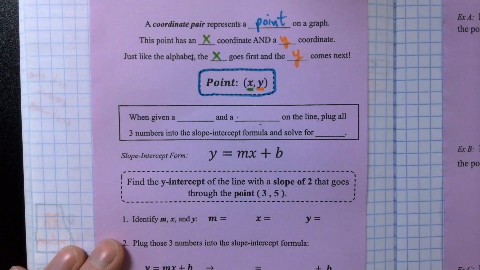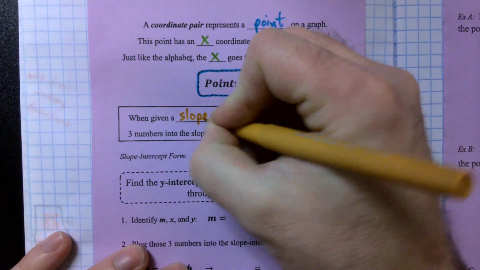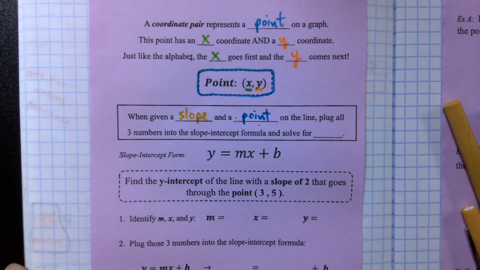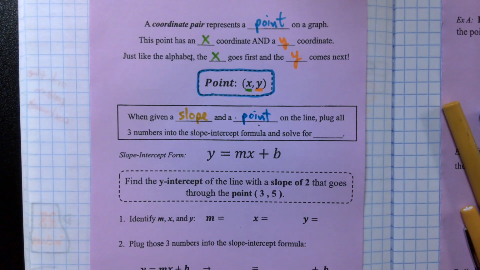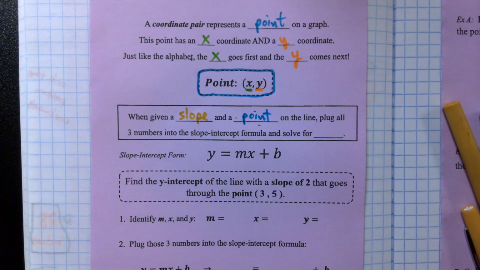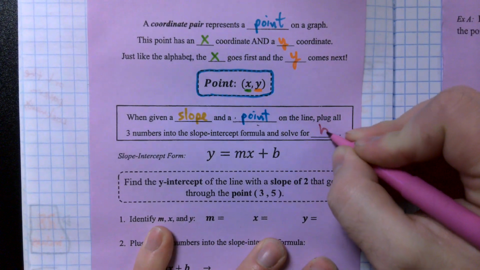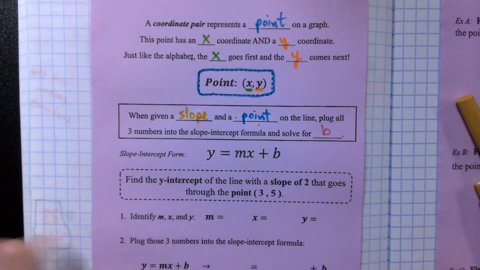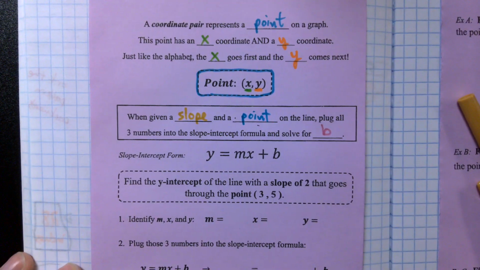So what's going to happen is I'm going to be given a slope. They're going to say m is equal to something. And then I'm also going to get a point on the line. Just a random point on the line. Not necessarily my y-intercept. All I need to do is plug those three numbers in and solve for B. Real easy process. It's a little bit of math, but we all know how to multiply, we all know how to subtract, so we should be good, okay?